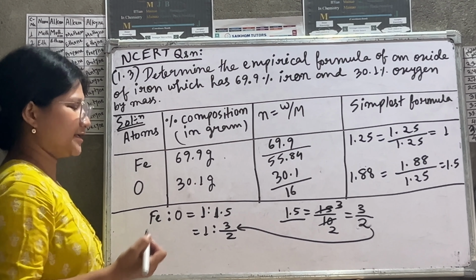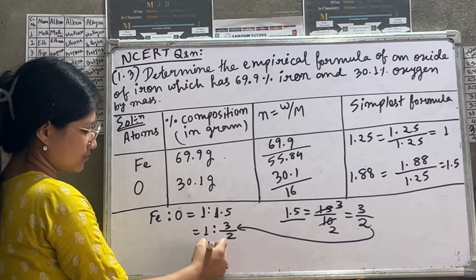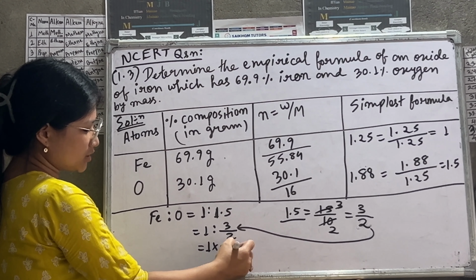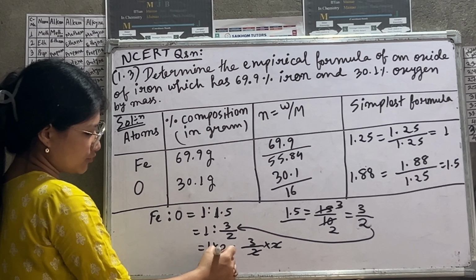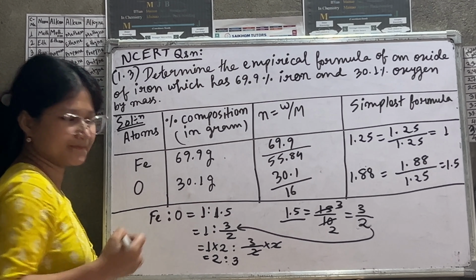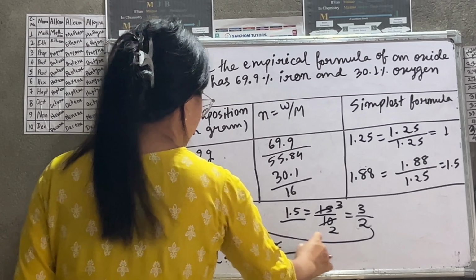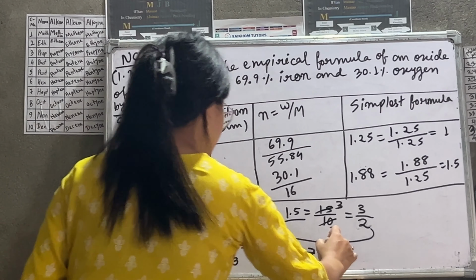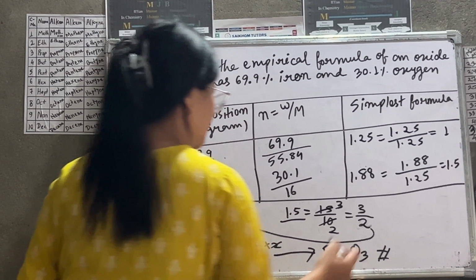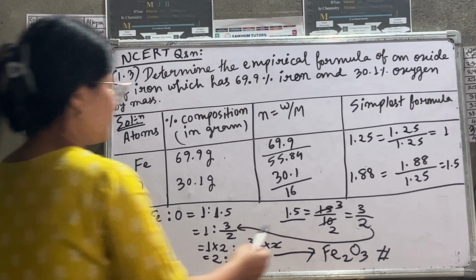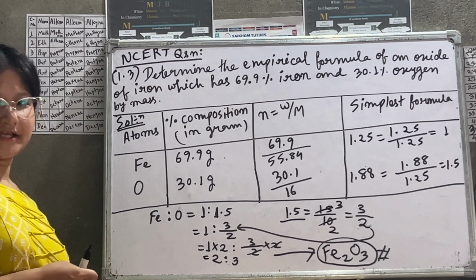Place this 3/2 here. By multiplying both sides by 2, we have 2:3. Clear? So the empirical formula is Fe2O3. That's it. Clear? So the final empirical formula for iron oxide is Fe2O3.